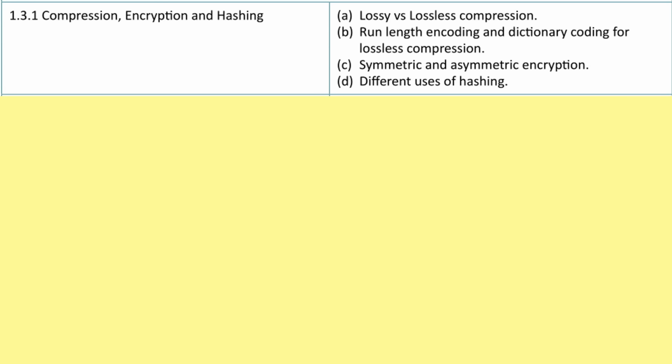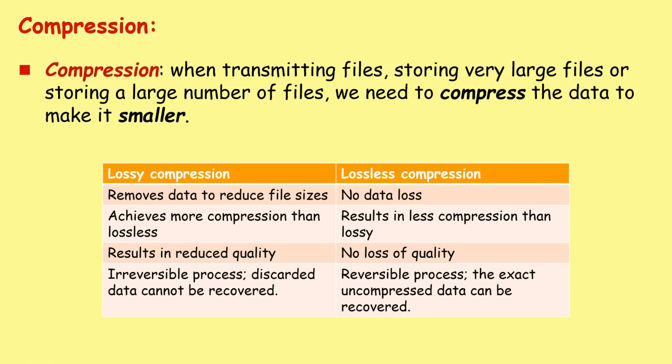1.3.1 Compression, Encryption, and Hashing. Compression. When transmitting files, or storing a large number of files, we need to compress the data to make it smaller. There are two main types, lossy compression and lossless compression.